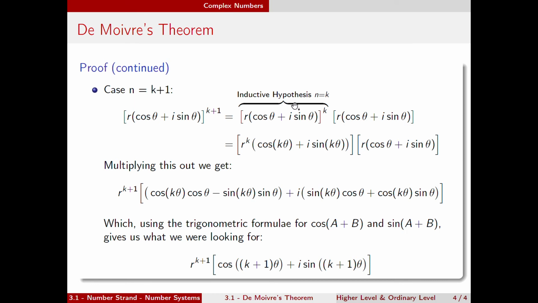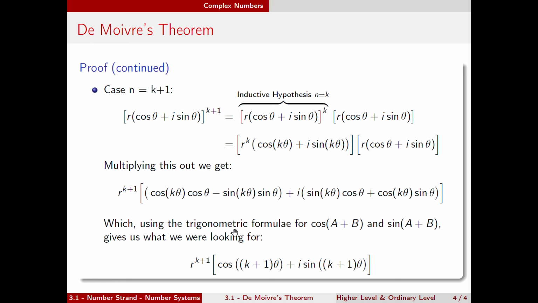Now, because this inductive hypothesis for n equal to k is assumed true, we will distribute the k inside using the theorem. r to the k times cosine of k theta plus i sine of k theta, times r times cosine of theta plus i sine of theta. If we multiply this out, we get the following line. We multiply the r to the k by the r, and we end up with r to the power of k plus 1. And inside, we end up with our real parts, which is cosine of k theta cosine of theta minus sine of k theta sine of theta, plus i times the imaginary parts, sine of k theta cosine of theta plus cosine of k theta sine of theta.